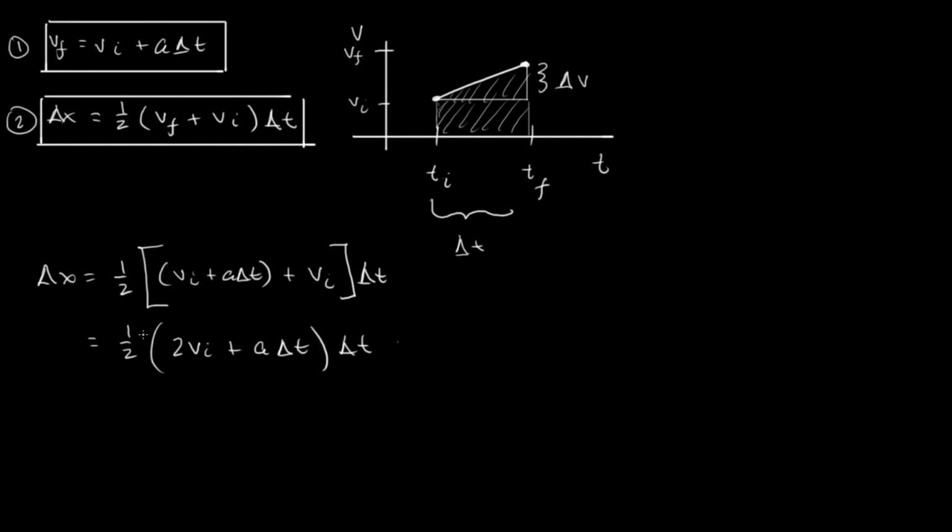And distribute the 1/2 delta t into here. I'll write this again so you can see it. I'm putting the delta t in the front, and then I'm going to multiply that. It's just basic algebra. I'll distribute it into the binomial here. Okay, so the 1/2 delta t times the 2 v sub i just becomes v sub i delta t. And the 1/2 delta t times the a delta t becomes 1/2 a delta t squared.